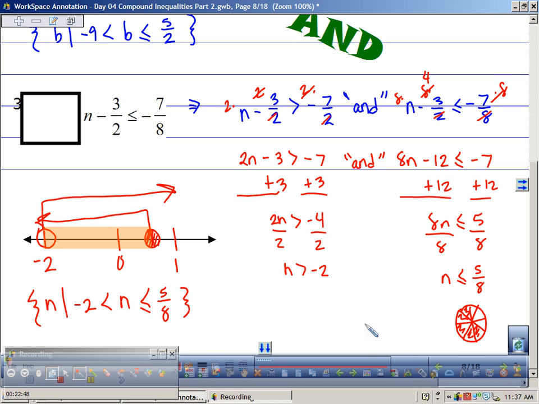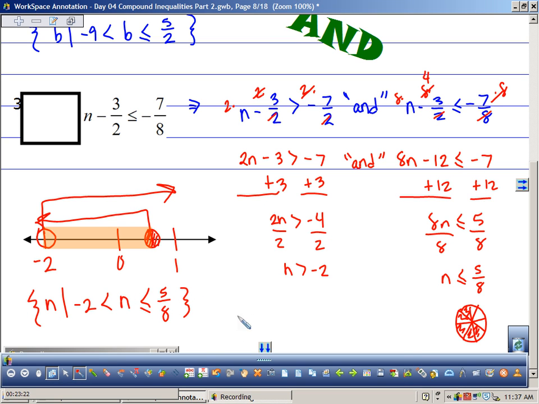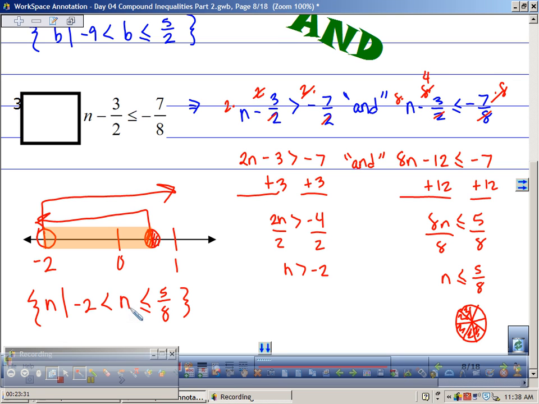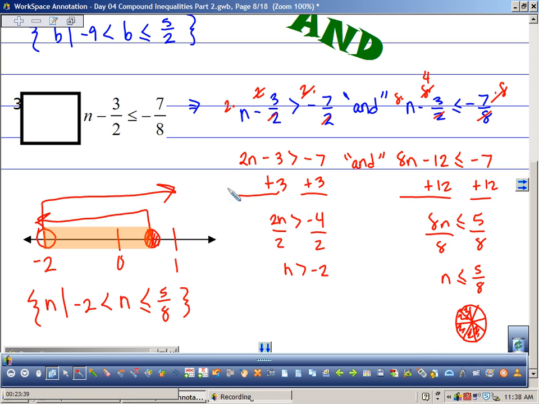How are you guys doing? Not too bad? Yes, no. This is called set notation. You should get used to seeing what this is and what it means. It means all the numbers, a set of numbers. Get it? Set notation, a set of numbers. The set of numbers that are in between negative 2 and 5/8. That's what that means. This is fancy. You guys need a second to copy this down?